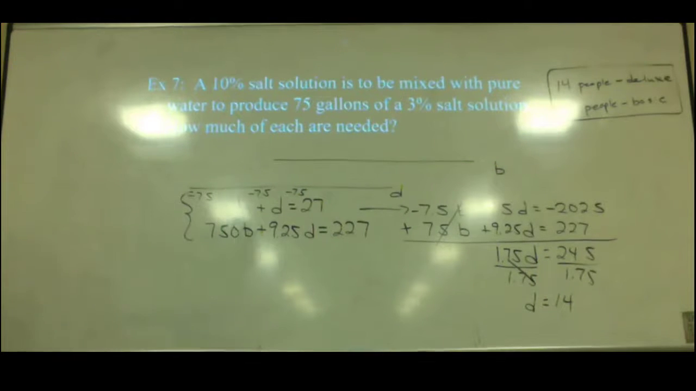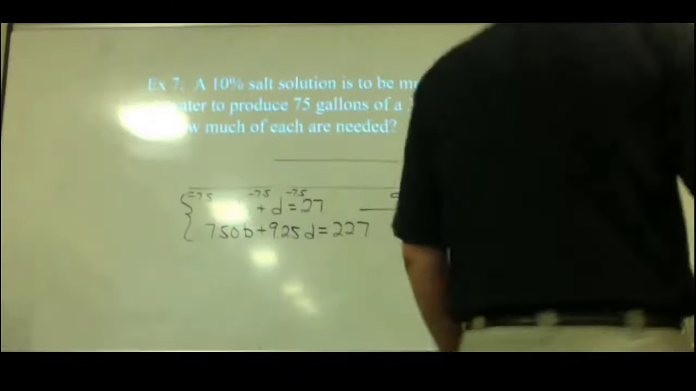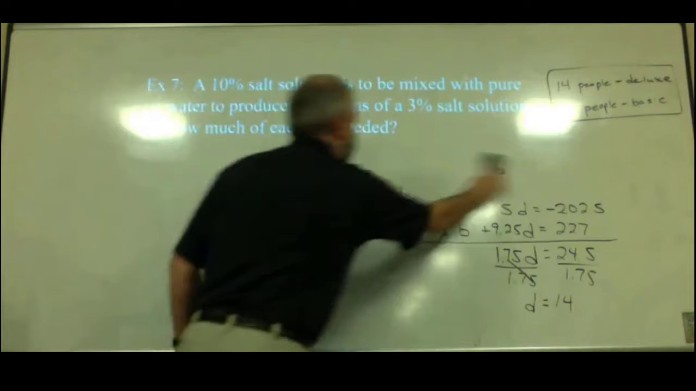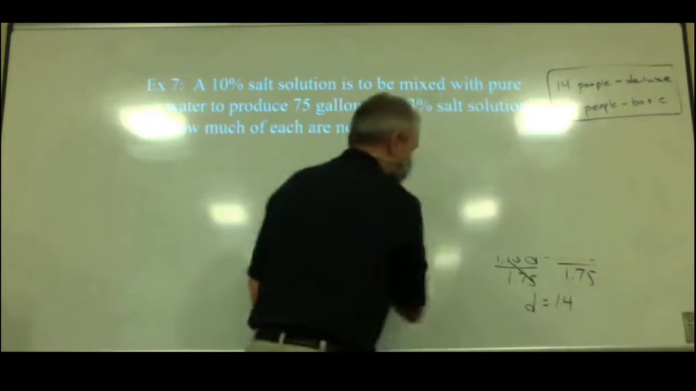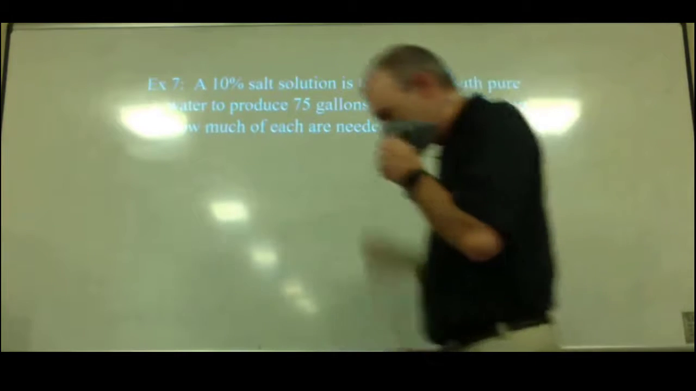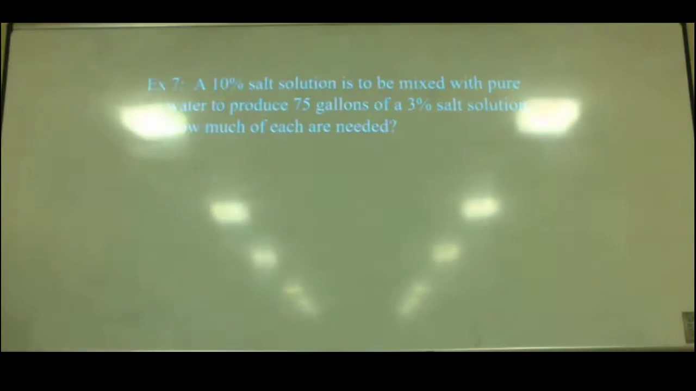All right, let's do one more. This one is a little bit tougher, just because you have to think about it. I know thinking with word problems can be difficult. This one says a 10% salt solution is to be mixed with pure water to produce 75 gallons of a 3% salt solution. How much of each is needed?